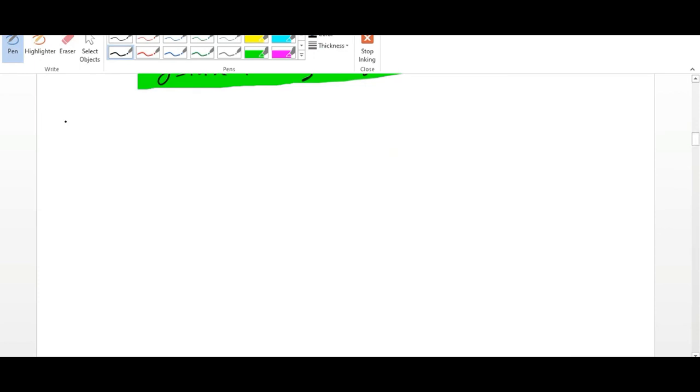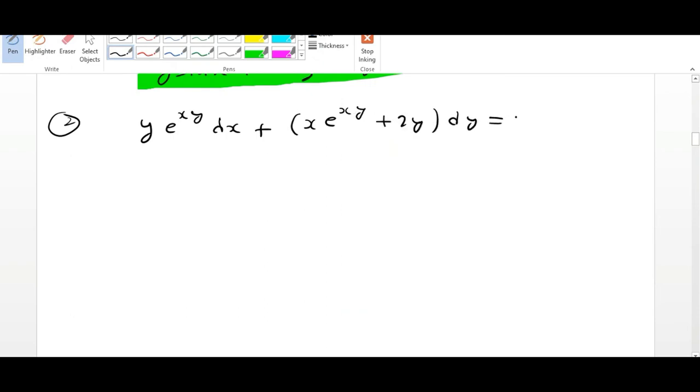Question number 2. So let me write an equation. So let's solve the differential equation y times e raised to power xy dx plus x times e raised to power xy plus 2y dy equal to 0.